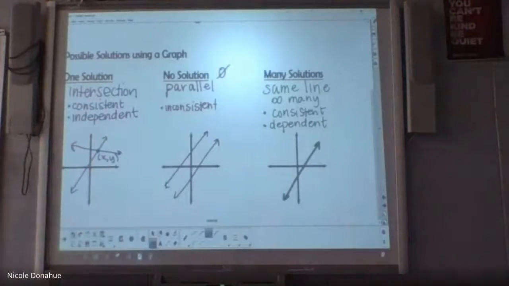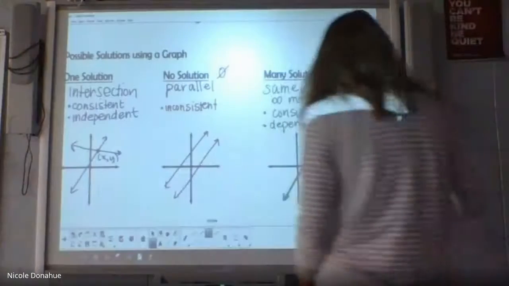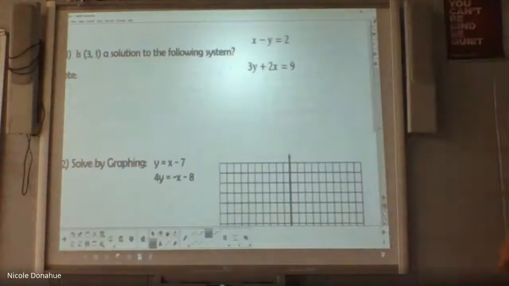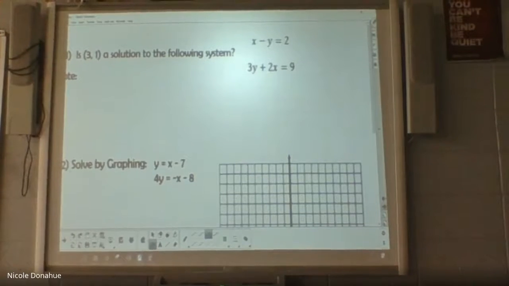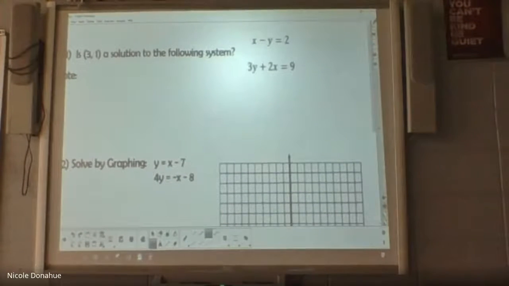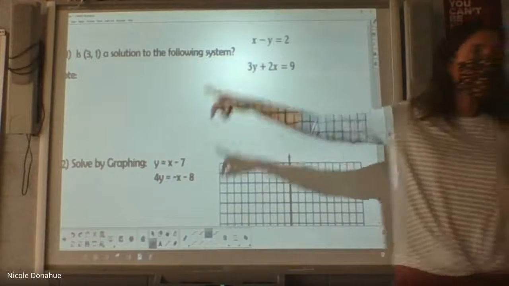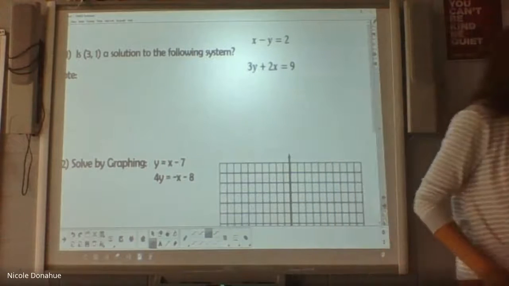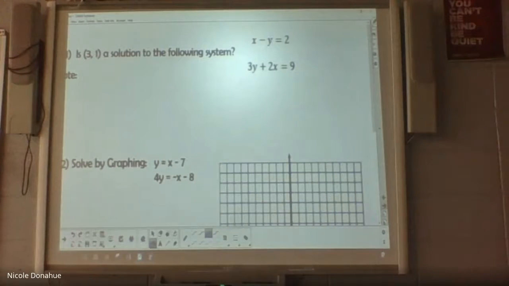So the first problem, it wants us to do this problem without graphing at all. So it wants you to bypass the graphing part, and it asks us if it's a solution for the system. So is (3, -1) a solution to the following system? What do you think needs to be the case if it is? How do I know that is a solution for the system? What would I do to figure that out? Put it in, and what does it need to do? Equal your thing.